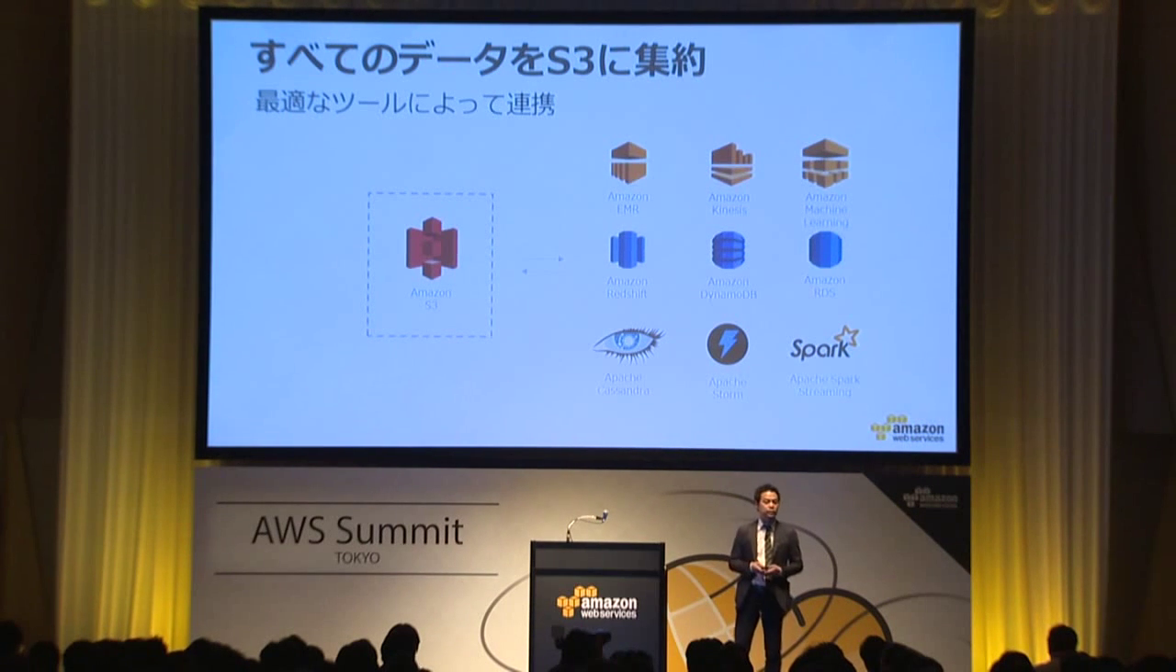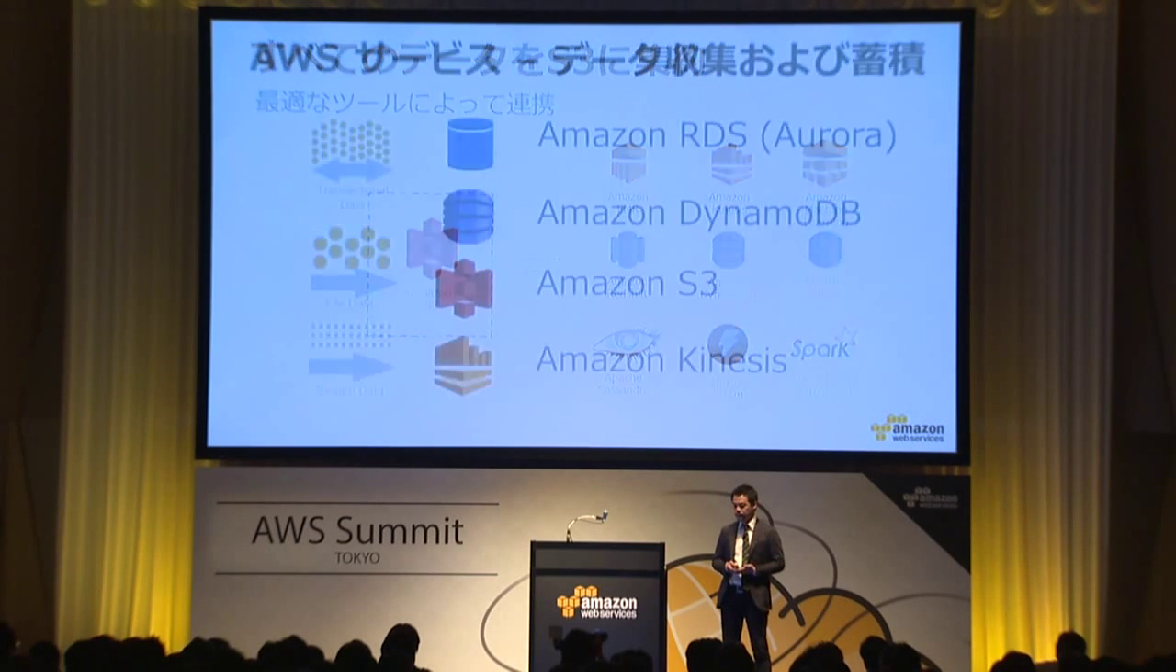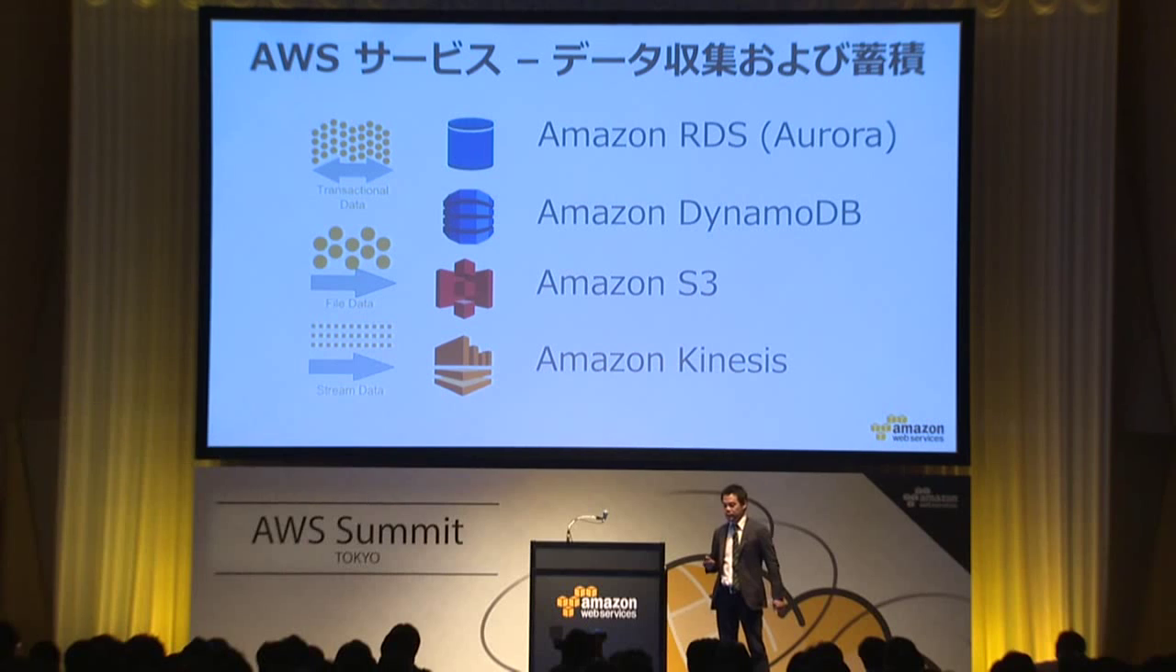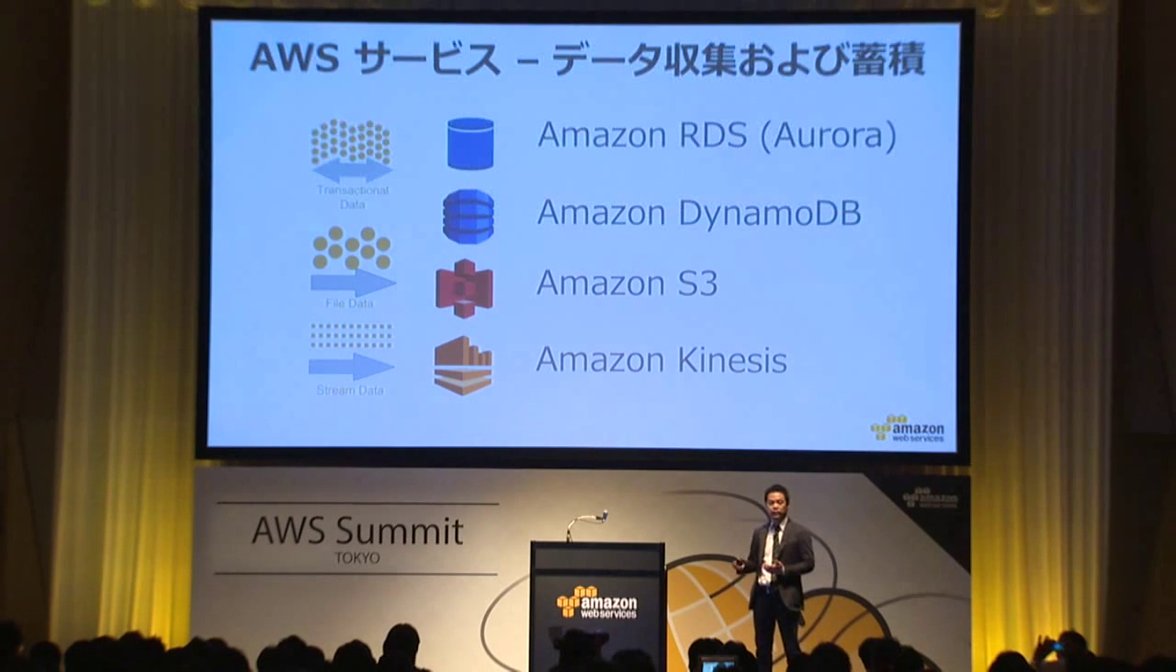In the case of S3, as you know, it's 11 nines of durability. It's like once in tens of thousands of years that the data may be lost, meaning the reliability is extremely high. Durability is high. As for data collection and storage, we're going to put everything on S3 first.